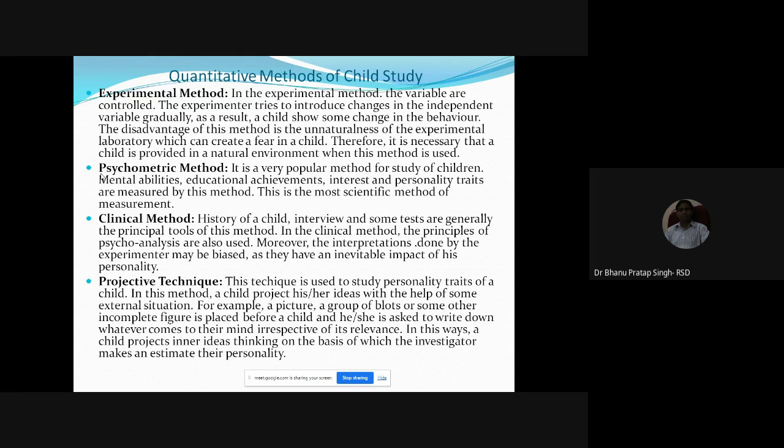Psychometric method. It is a very popular method. Many psychologists use this psychometric method for the study of children.